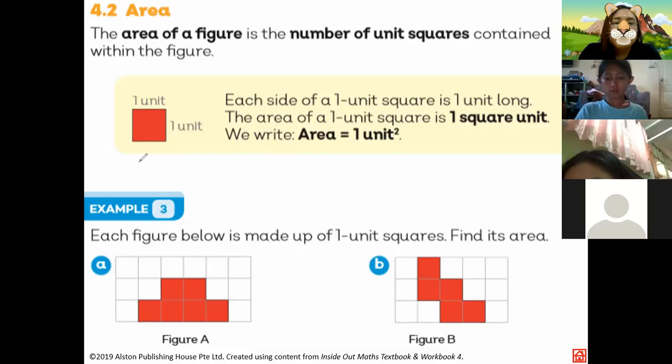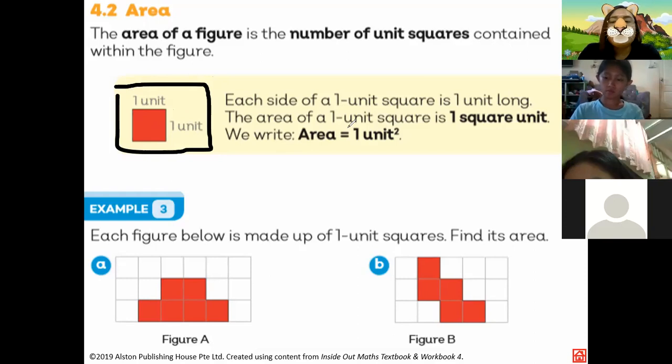This is a square, right? And each side of the square is 1 unit. That means 1 unit square is 1 unit long. So the area of a 1 unit square is 1 square unit. We write it this way: area is equal to 1 unit square.